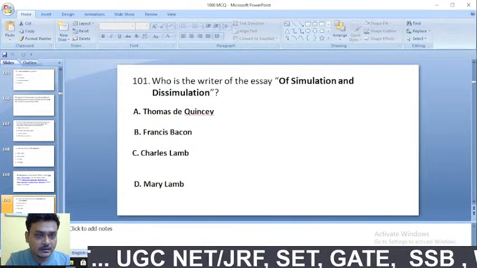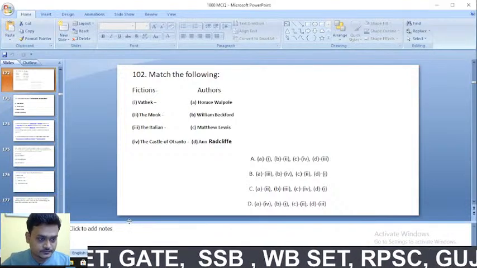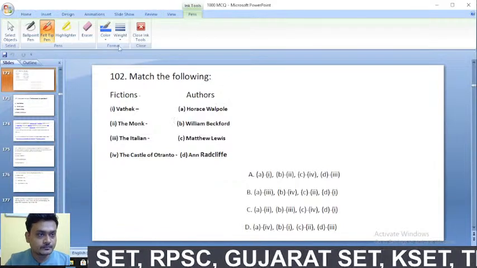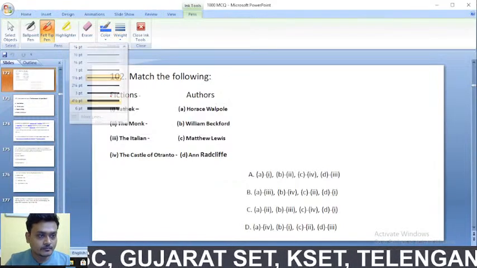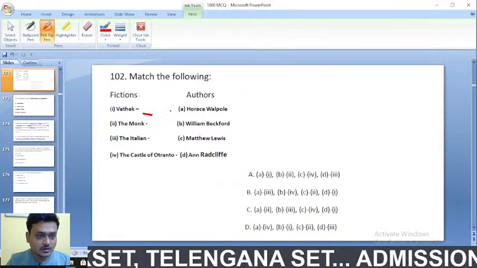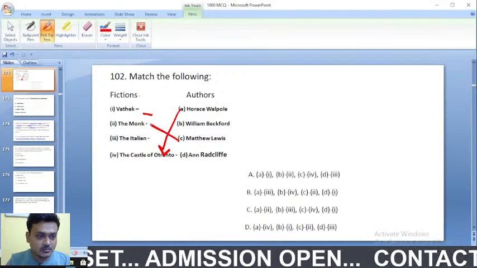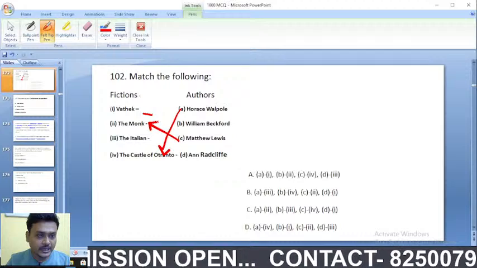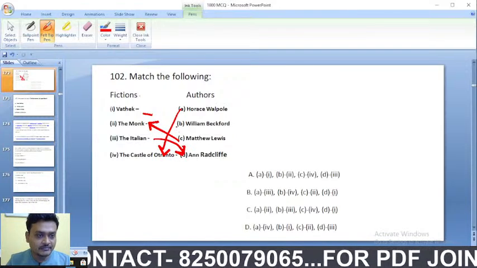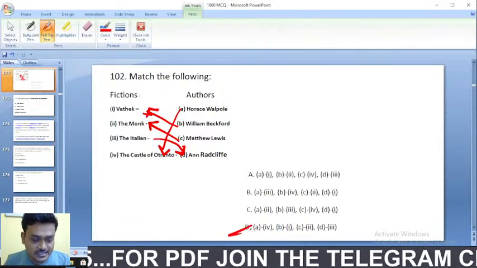Okay, so we are doing here. Chalo. So here, Vathek is actually William Beckford. Horace Walpole, The Castle of Otranto. Matthew Lewis, The Monk. And Anne Radcliffe, The Italian. William Beckford, Vathek. Okay, got it? Chalo. So yeah, D is the right answer probably.